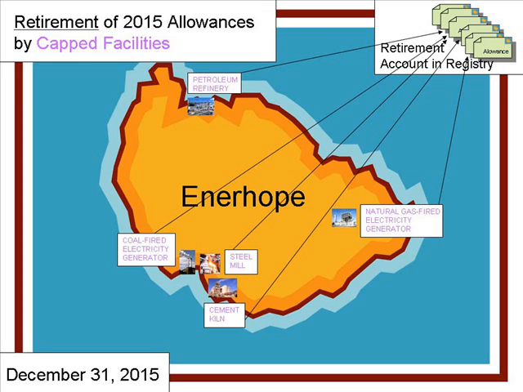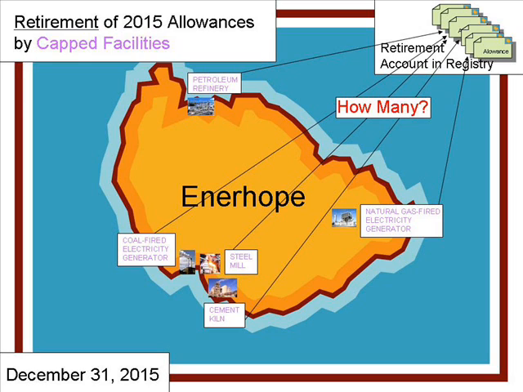The retirement account functions as a graveyard for retired allowances. The tombstones are marked with the serial numbers of the retired allowances. Retired allowances are never transferred out of the retirement account. The total number of allowances in the retirement account at the end of the year should equal the total emissions by capped facilities in that year. This total should be equal to or less than the cap for that year.